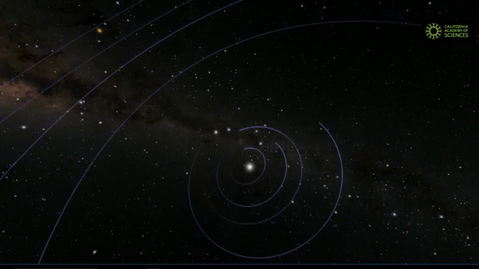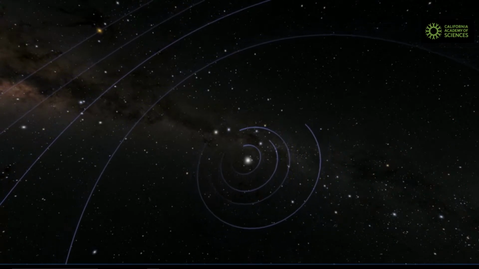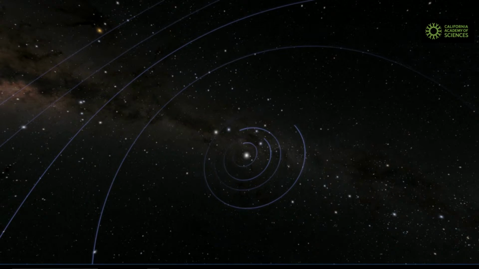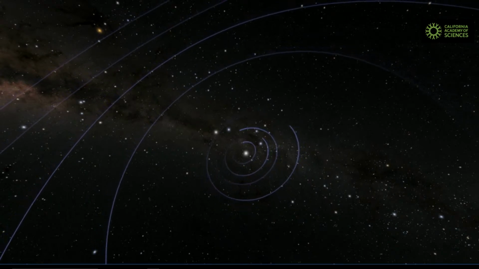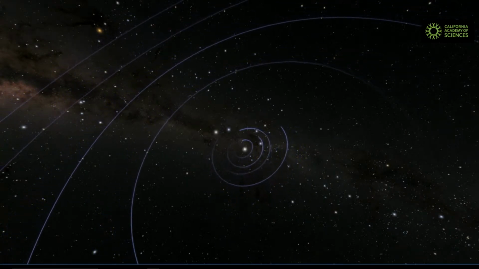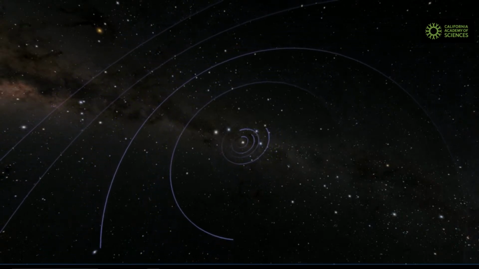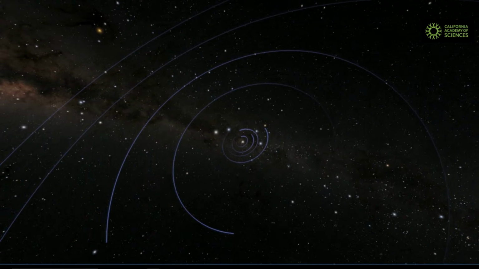So this is our overhead view of the solar system, with the sun in the very center, our own star. The nearest planet is Mercury, and then comes Venus. We on Earth are the third planet out, and then comes the red planet Mars. Those are the innermost planets, called the terrestrial or rocky planets, because they're made mostly of rock, and they're fairly small compared to the other planets.